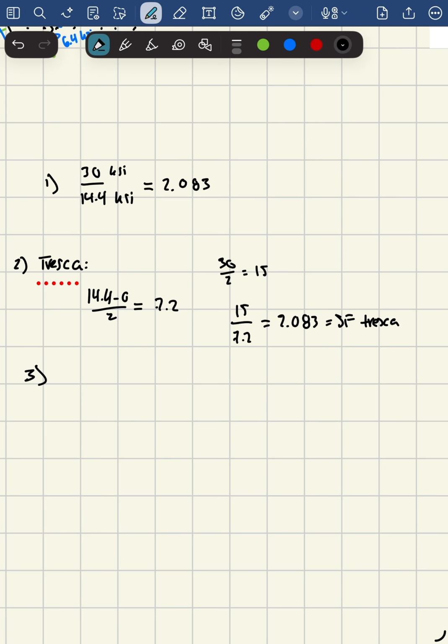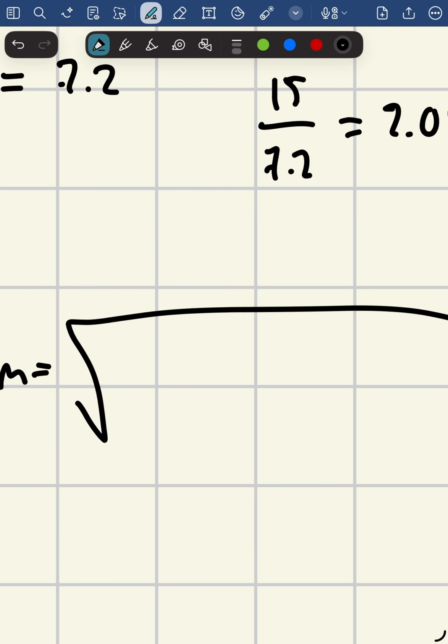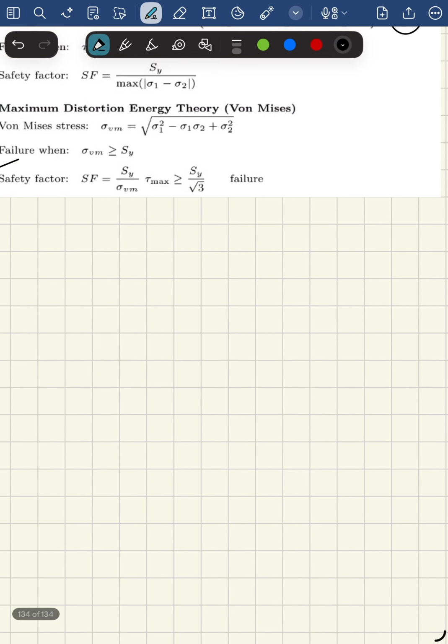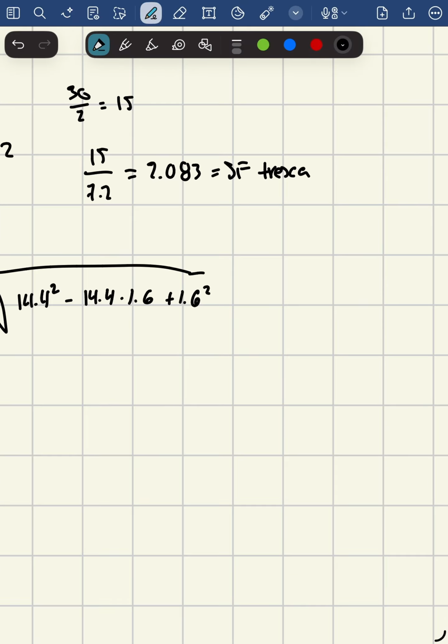So it's going to equal the square root of 14.4 squared minus 14.4 times 1.6 plus 1.6 squared. And that just comes from this equation. This turns out to be 13.67 KSI.